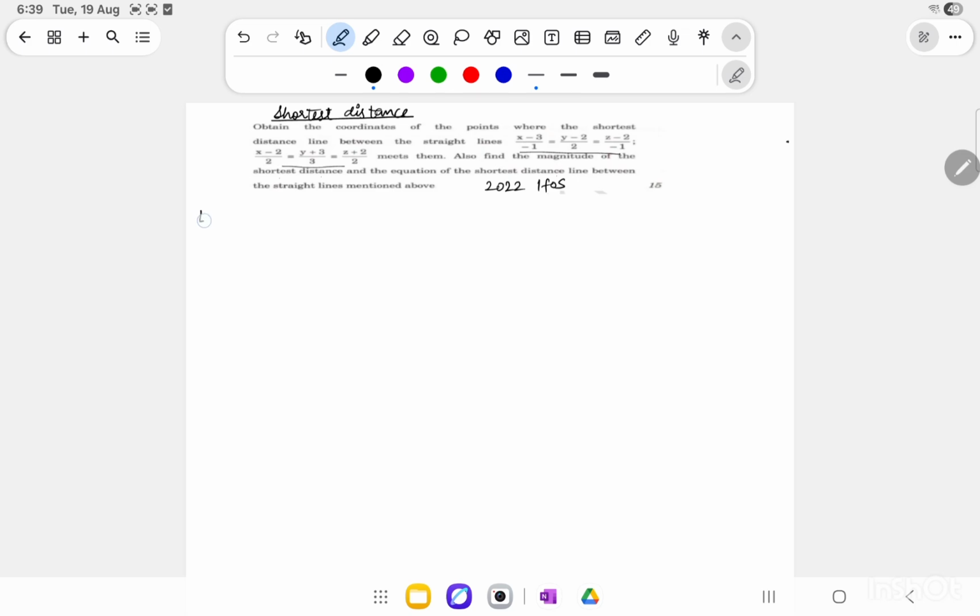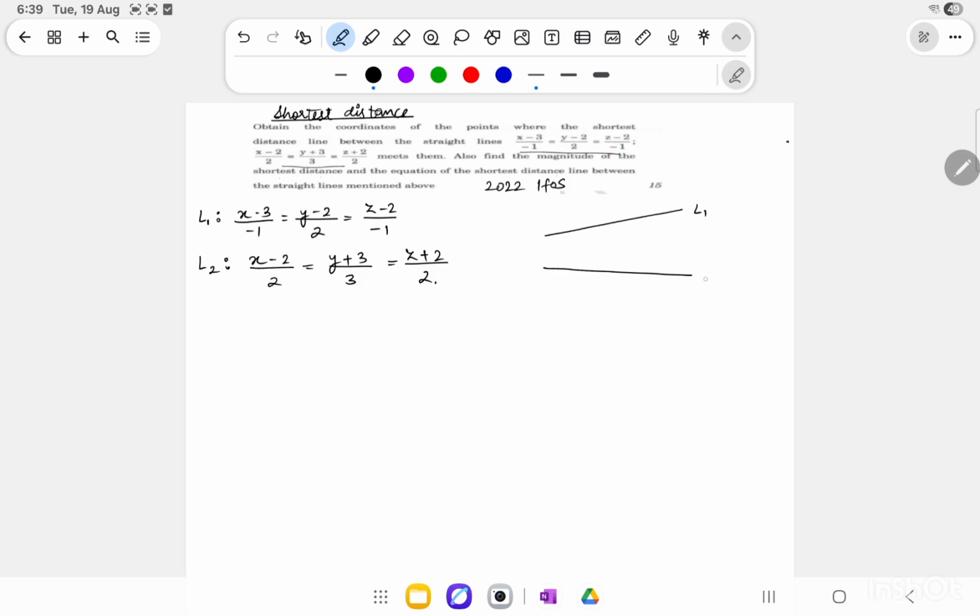So they have given me two lines. Let's say L1 is (x minus 3) upon minus 1 equals (y minus 2) upon 2 equals (z minus 2) upon minus 1. And my line L2 is (x minus 2) upon 2 equals (y plus 3) upon 3 equals (z plus 2) upon 2. So if this is my line L1, and this is my line L2.